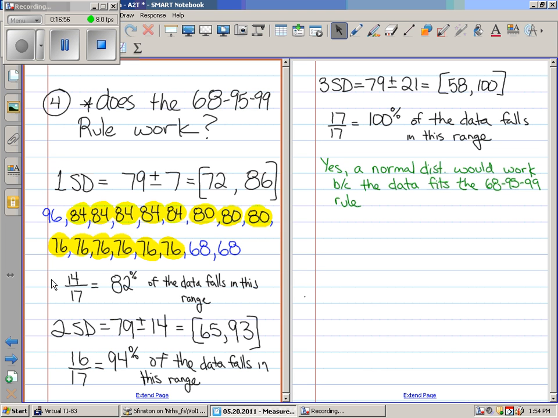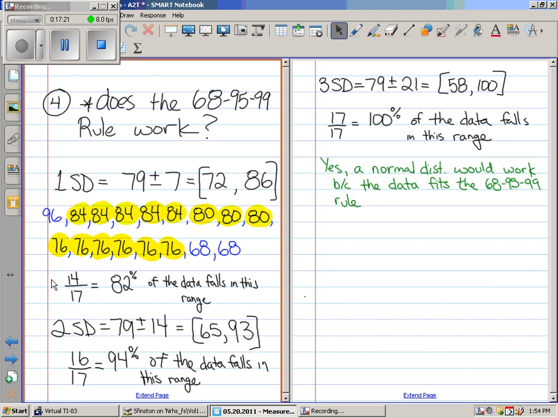I would say yes for this particular case, because it did catch 68% of the data, and then 2 standard deviations caught 94, and then 3 caught 100. It's kind of close. And in statistics, because I've taught it before and I've been through it, I'm telling you right now, nothing is perfect. You will never catch a situation where it's exactly 68.